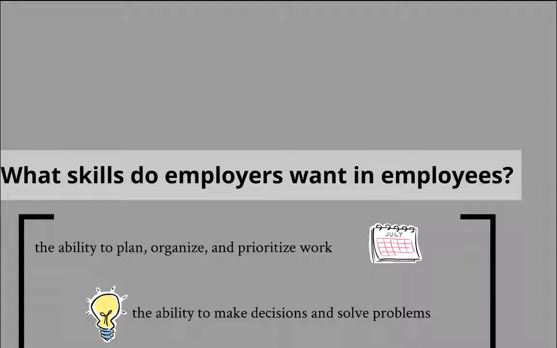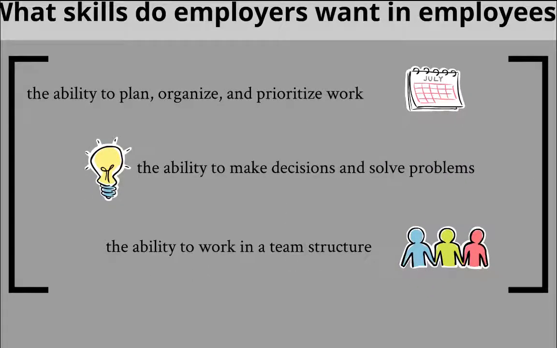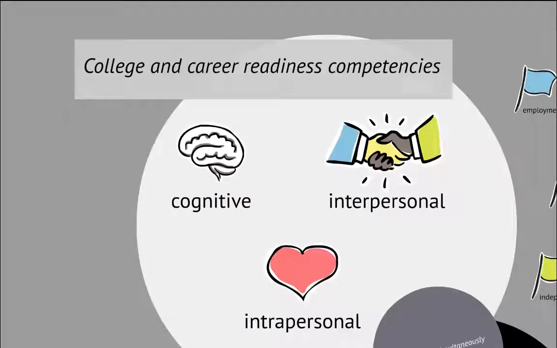This viewpoint is reiterated by employers and college personnel in a national survey that asked employers to rate the importance of job candidate qualifications. The top 3 skills were identified as the ability to work in a team structure, the ability to make decisions and solve problems, and the ability to plan, organize, and prioritize work. These skills fall under the college and career readiness domains, but they aren't necessarily directly addressed within the Common Core state standards.